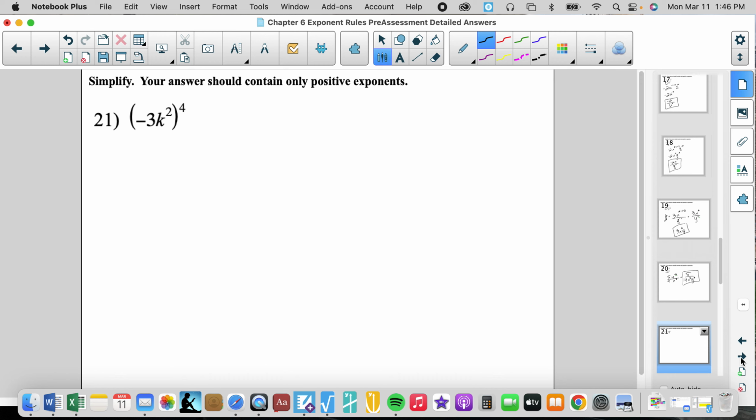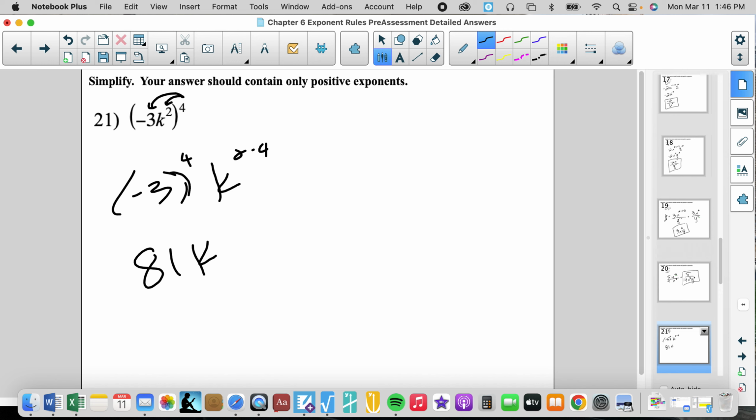Now we have an exponent outside, so I'm going to do negative 3, and this distributes to the 4, and then we're going to distribute the k squared to the 4 also. So negative 3, quantity of negative 3 to the 4th is positive 81, and then we have k to the 8th.